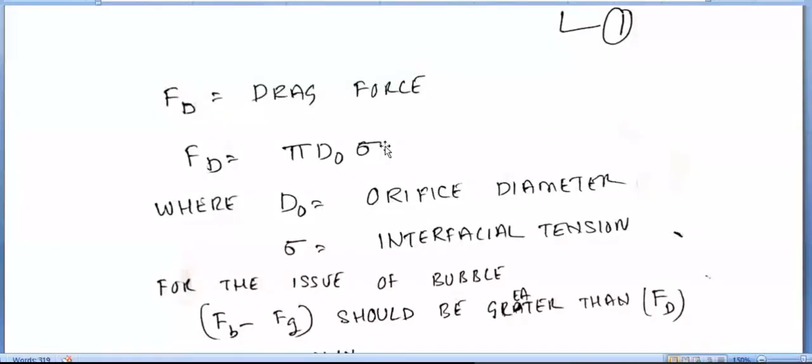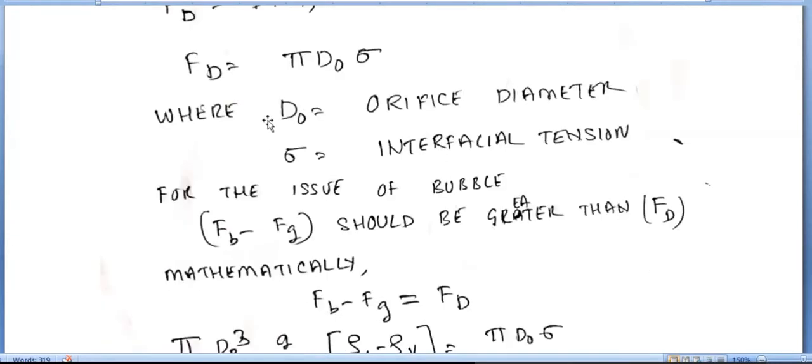When the air bubble is coming out from the distributor plate or from the orifice, what will happen? The orifice metal will be exhibiting a tension or a negative force on the surface area of the air bubble. That is called interfacial tension. So the unit is Newton per meter. Okay. So now Fd is given by pi d naught rho.